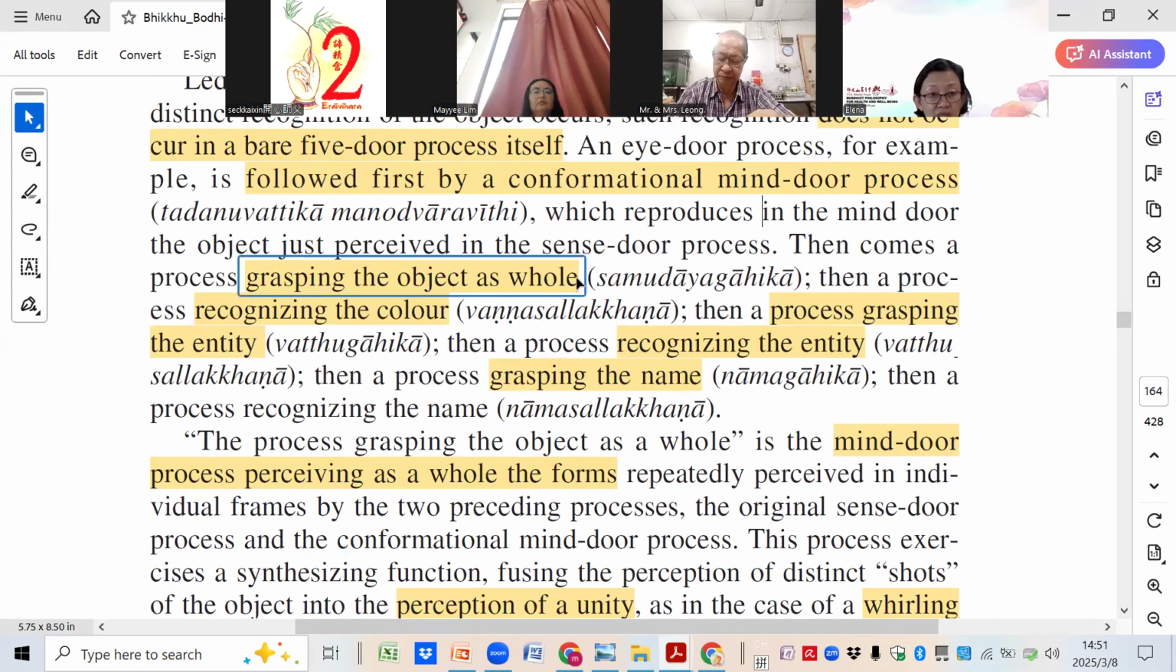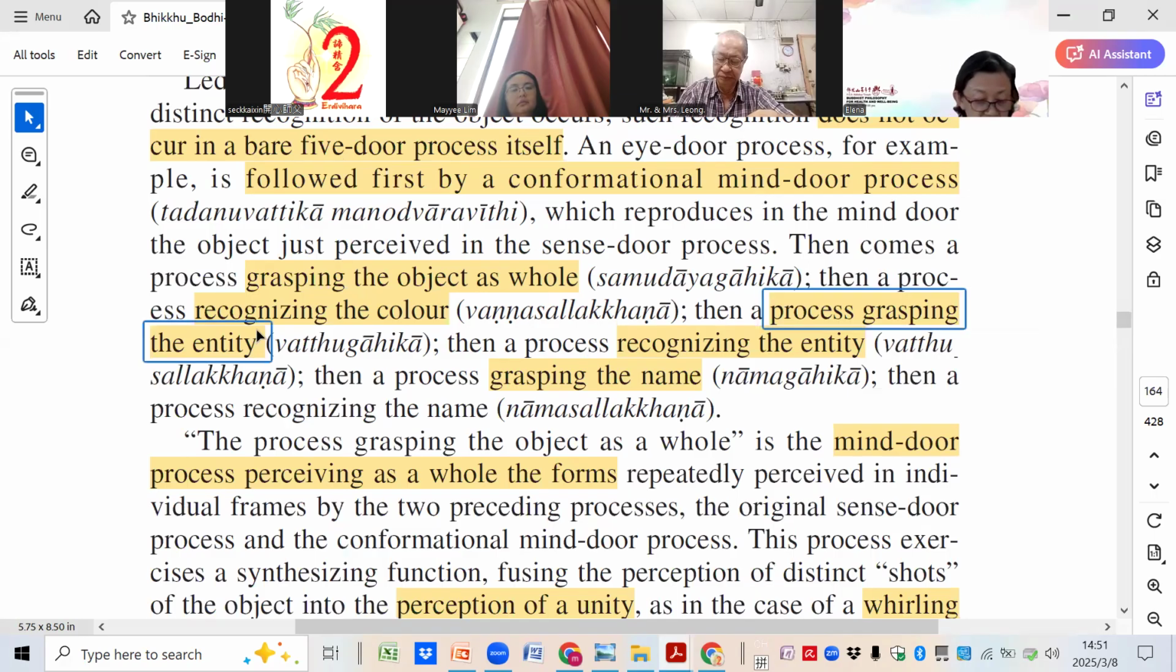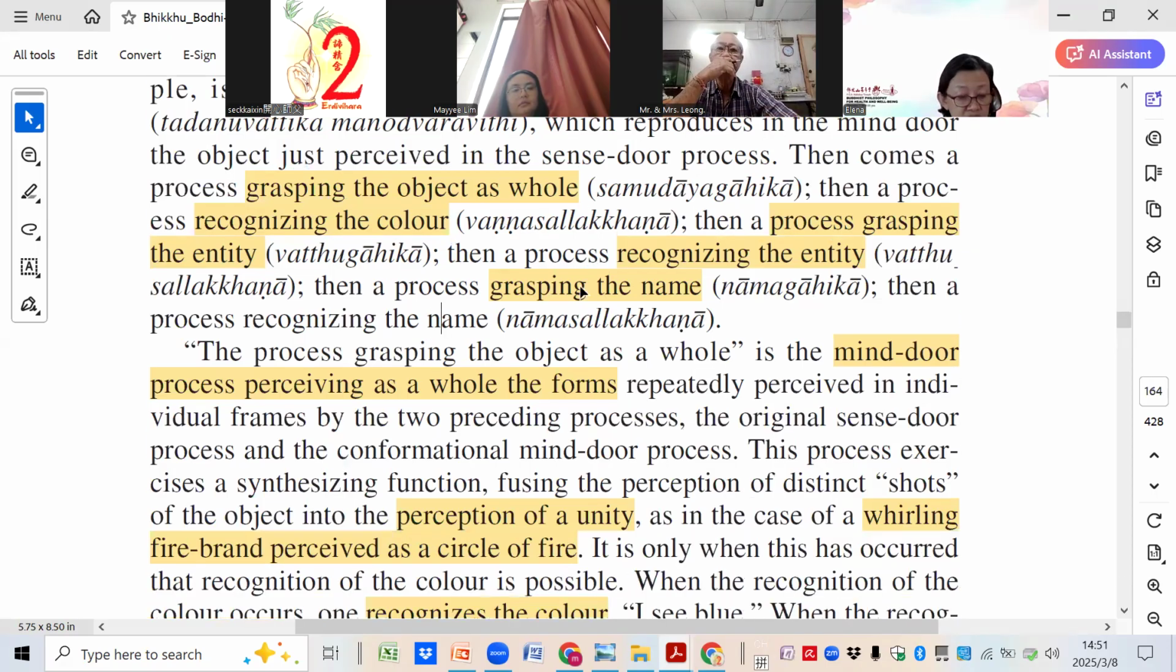You see the process. Once you see something, it comes as a whole first. Then you recognize the color. Then you recognize the entity. Then you can recognize the name. So that's why the process of learning goes round by round, then comes complete. But it comes so fast that you are not able to distinguish it.